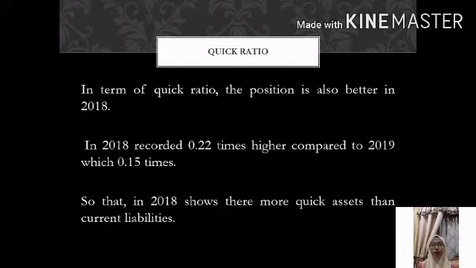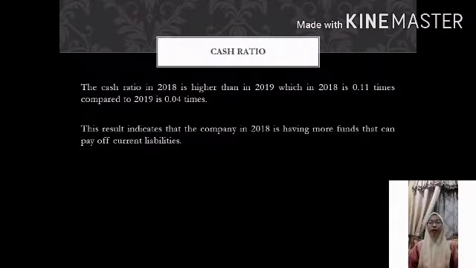In terms of quick ratio, the position is also better, where 2018 recorded 0.22 times compared to 2019, which is 0.15 times. So 2018 shows there were more quick assets than current liabilities. The cash ratio of Berjaya Food Berhad in 2018 is higher than in 2019, which is 0.11 times compared to 0.04 times in 2019. This result indicates that the company in 2018 had more funds to pay off current liabilities.